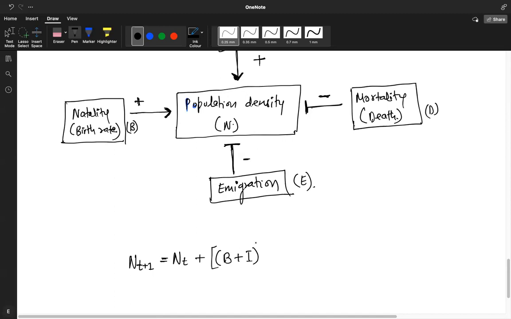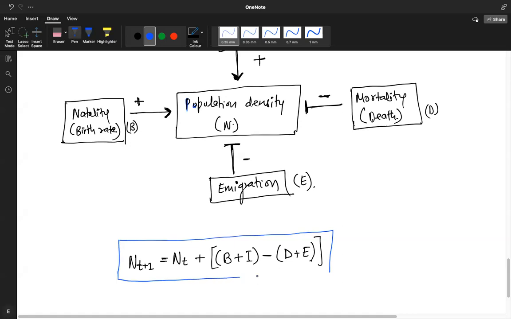Birth plus immigration. Does that make sense? Yes, sir. And I will subtract what? Death plus emigration from it. So this is the formula to calculate population density at time T plus 1, or the population density in the next generation. If T is generation, then the next generation; if T is time, like year, then the next year.